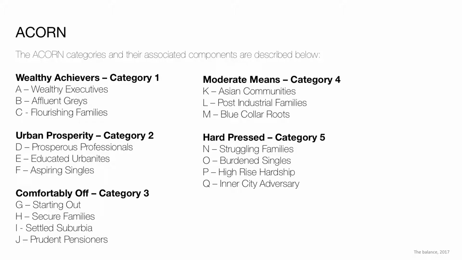Wealth achievers, category 1. A, wealthy executives. B, affluent greys. C, flourishing families. Urban prosperity, category 2. D, prosperous professionals. E, educated urbanities. F, aspiring singles. Comfortably off, category 3. G, starting out. H, secure families. I, settled suburbia. J, prudent pensioners.